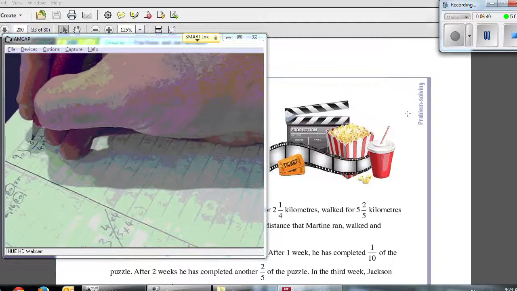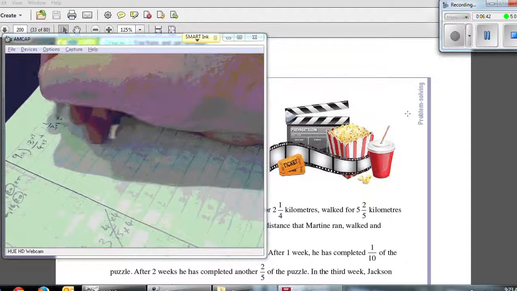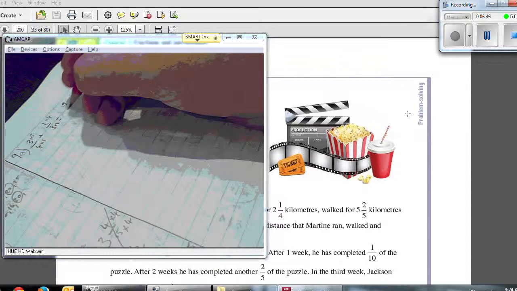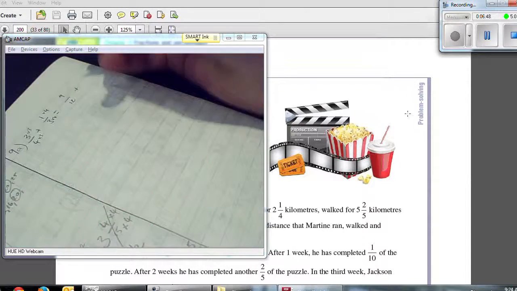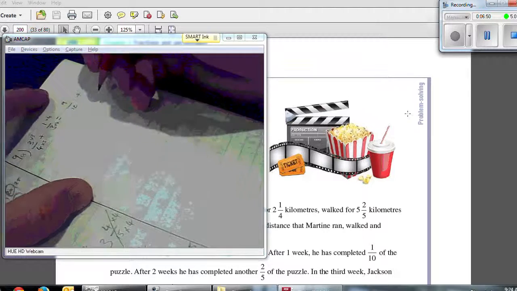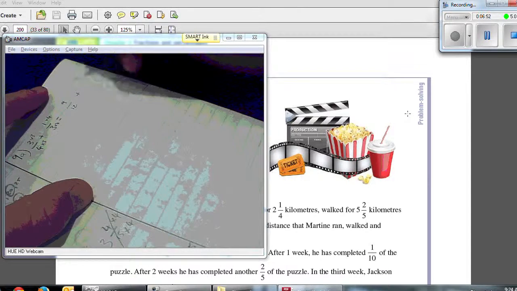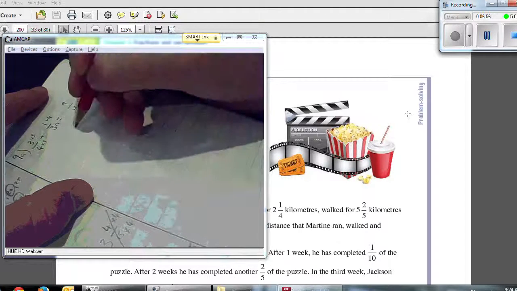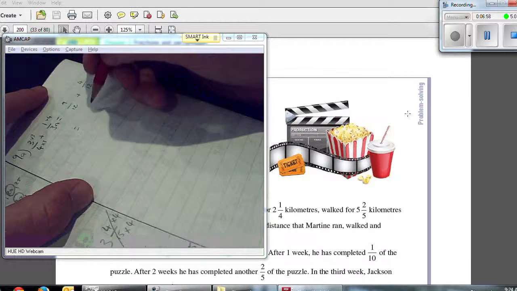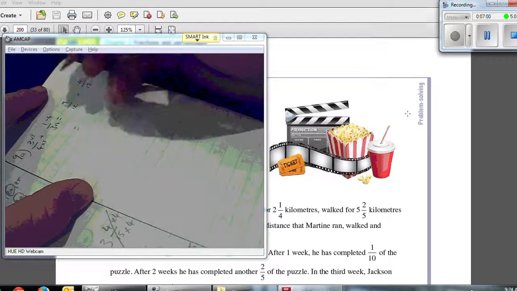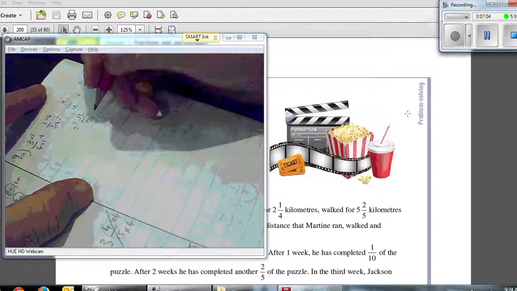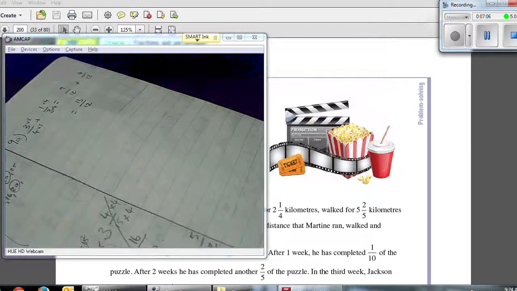So 4 times 3, 3 times 4. Alright, 3 3s are 9, and we're doing 12ths. And 1 times 4 is 4. And once again, we're looking at 12ths. So we add them together.